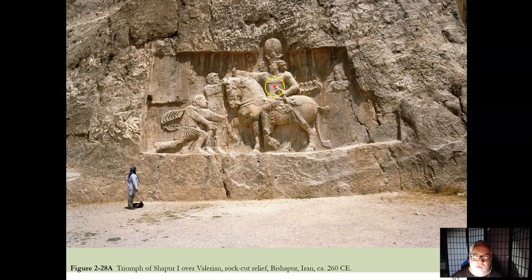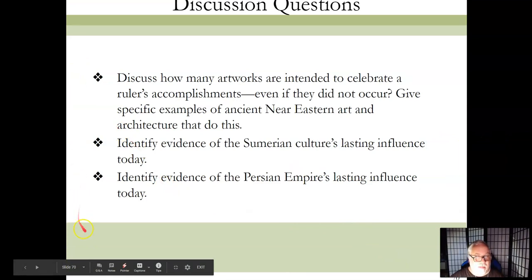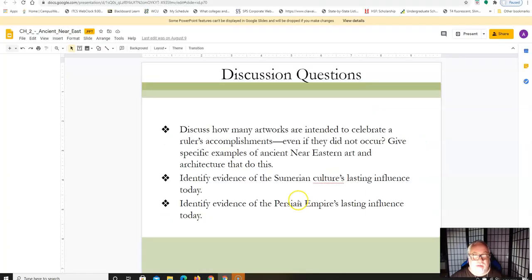The king is huge. This is Shapur I, who defeated the Roman Emperor Valerian, who's basically begging for his life here, which he didn't get. He cut off his head and sent it back to Rome. Okay, so that should end this section. And then we will finally finish with Egypt as our last section.